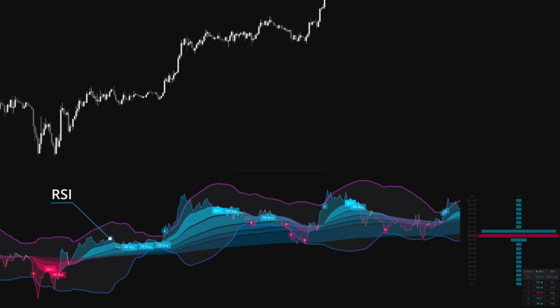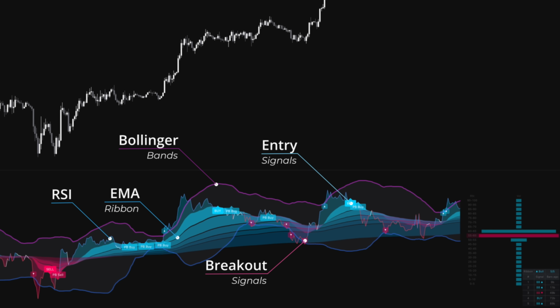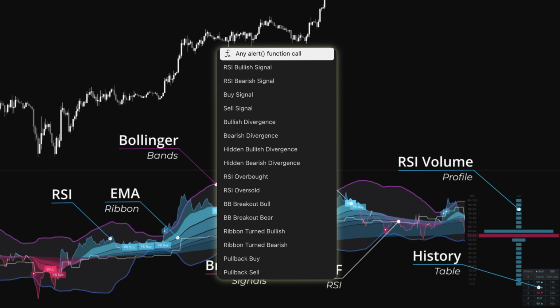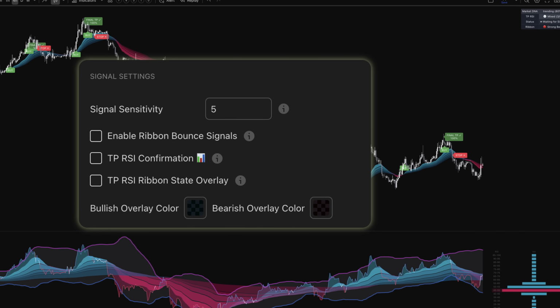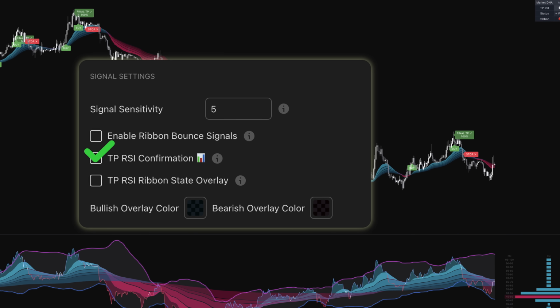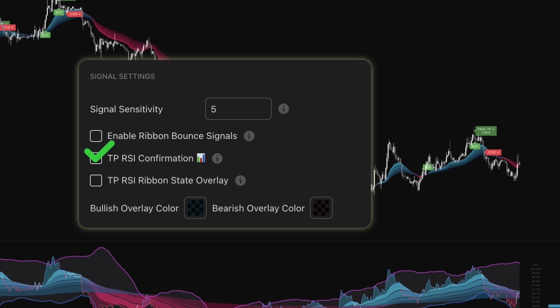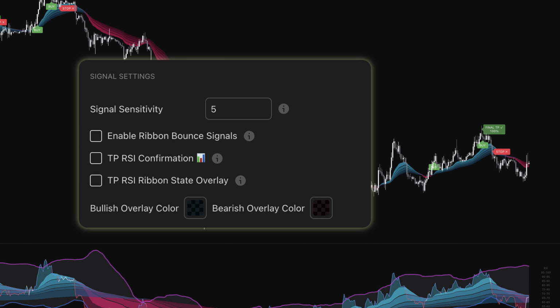TPRSI Pro is included in the same package. It functions as a complete standalone momentum system covering structured entry signals, divergence detection, an RSI volume profile, and multi-time frame RSI overlay. It also integrates directly with QR Pro through the TPRSI confirmation filter, adding a momentum alignment check before any signal is allowed to fire.